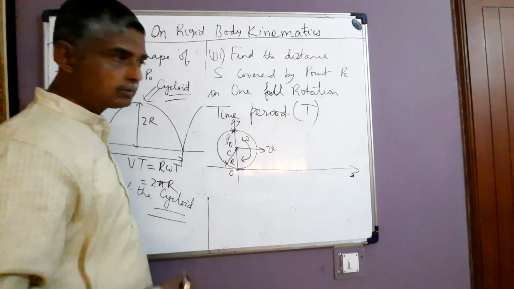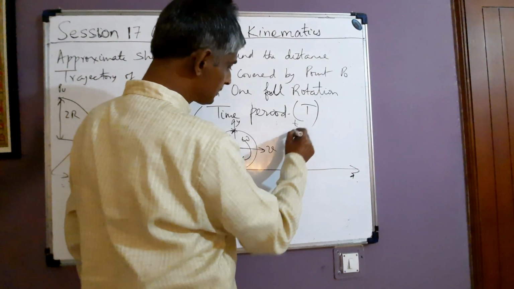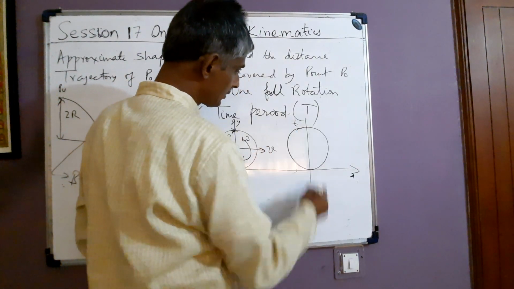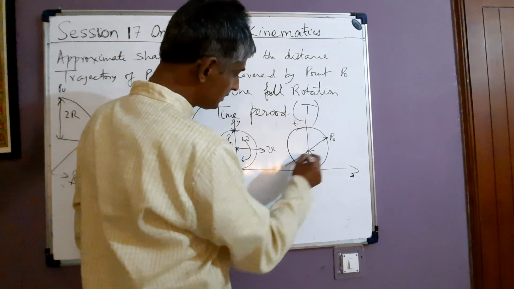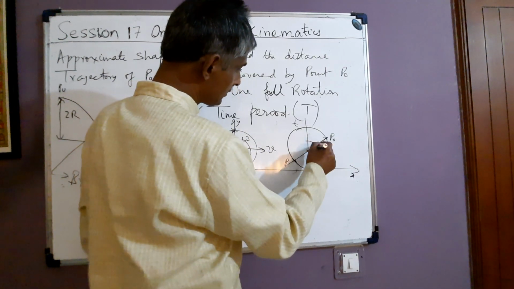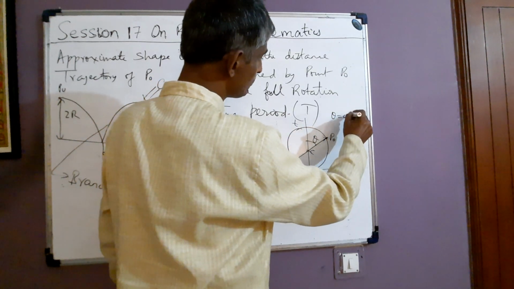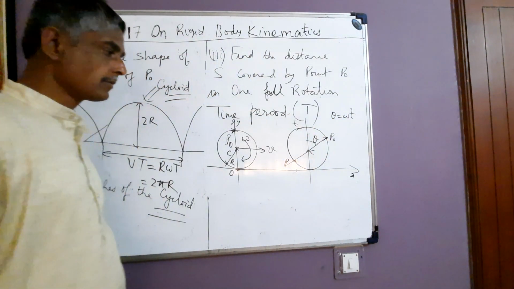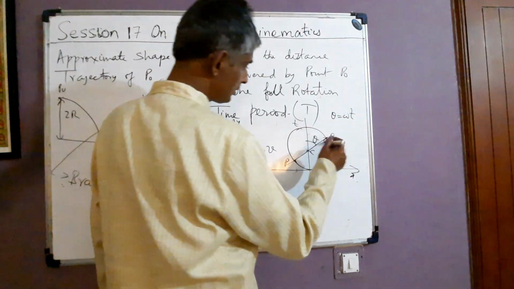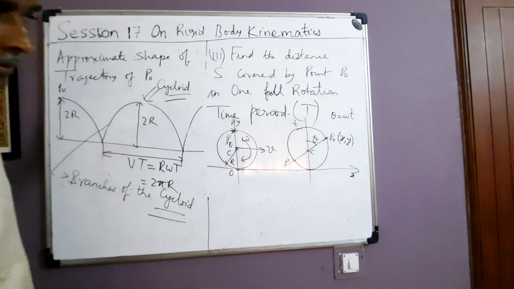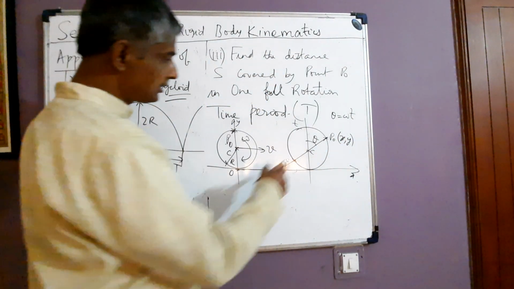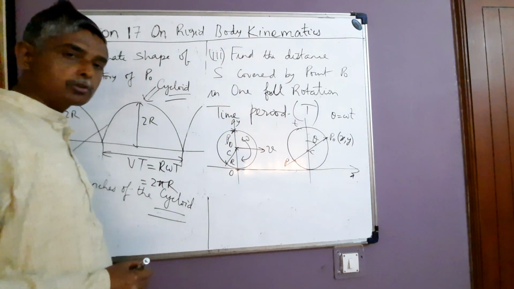This is the drum at time 0. At time t, the drum has moved ahead. Point P naught has come here. This is C, this is P. This angle is theta, and theta is equal to omega t. The coordinates of P naught are x, y. Now we have to find the distance covered by point P naught in one full rotation time period.